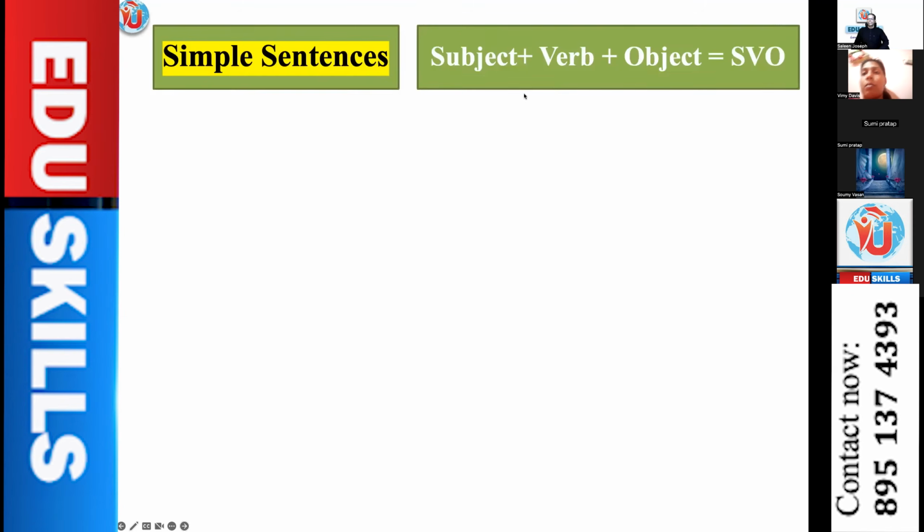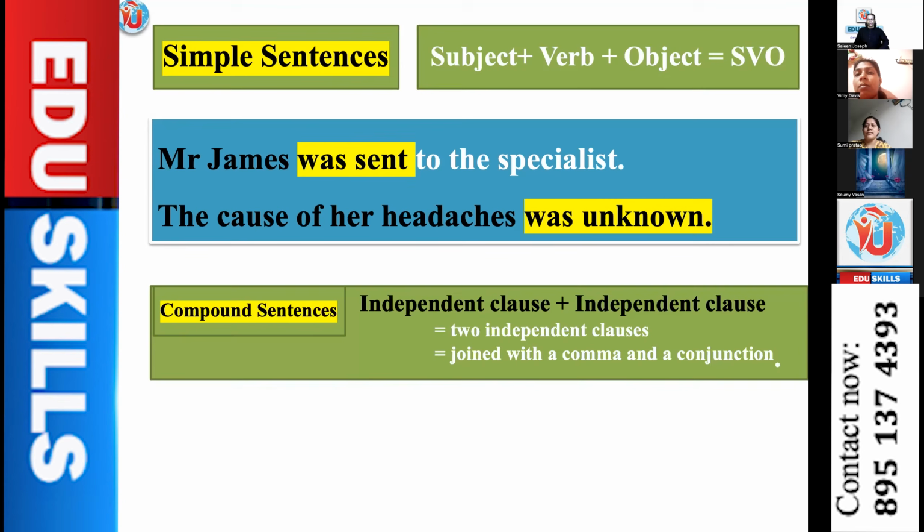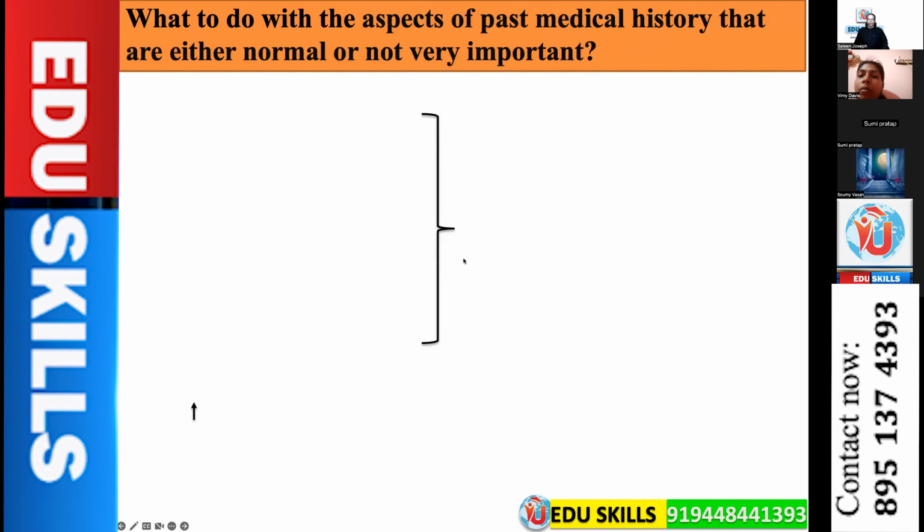Now, simple sentence means subject, verb, object, as we discussed. Mr. James was sent to the specialist. The cause of her headaches was unknown. These are two simple sentences. Now, compound sentence: independent clause plus independent clause, two independent clauses joined with a comma and a conjunction. Mr. James was sent to the specialist, comma, because the cause of her headaches was unknown. Okay, it's all the same. Just to tell you, these are different ways of formulating compound sentences.